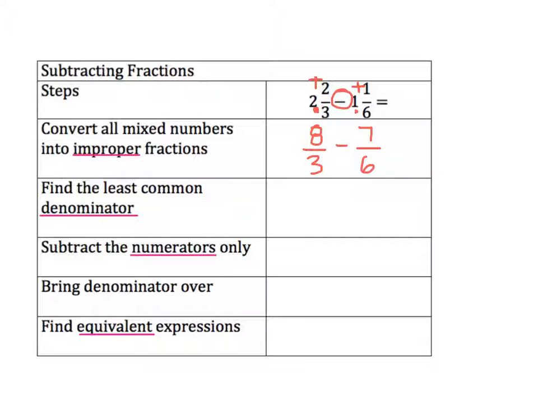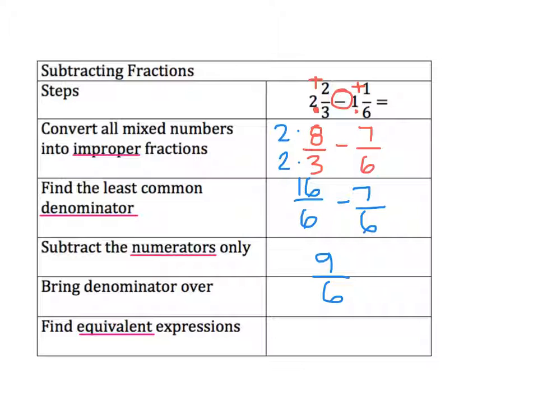The next step is to find the least common denominator. In this case, that's going to be 6, because I can keep the 6 the same, and I can multiply the top and the bottom of the first fraction by 2. 2 times 3 being 6. 2 times 8 is 16. So this becomes my new problem. 16/6 subtract 7/6. Then I'm going to subtract the numerators only. So 16 subtract 7 is going to be 9. Then I'm going to keep my denominator, so it's going to be 9/6.